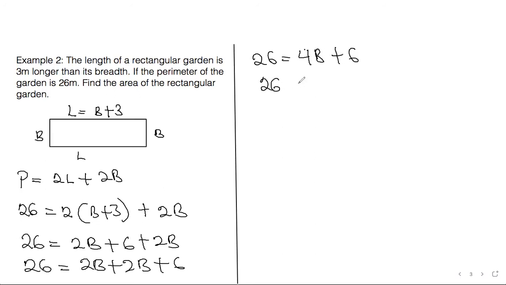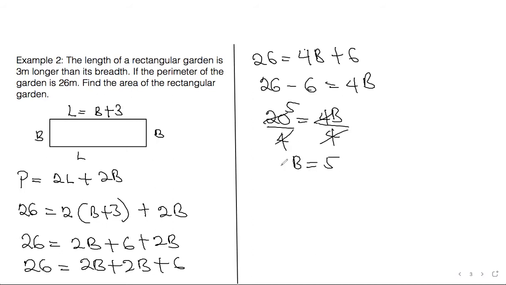So 26 minus 6 will be 4B. Bring this 6 to the other side. 20 equals 4B. If you divide both sides by 4, then I have B equals 5. So if I know the breadth as 5, then I can determine the length. The length is B plus 3. That means the length will be 5 plus 3, so the length will be 8 meters.